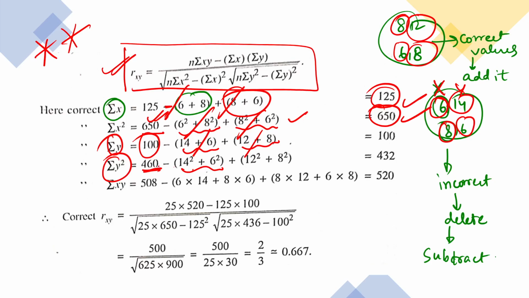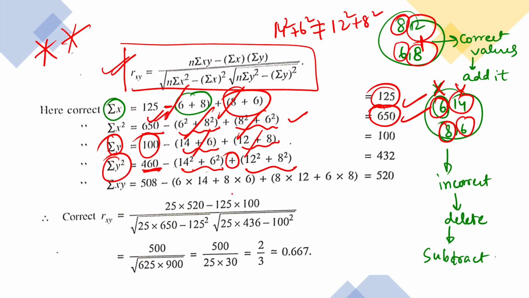So you have to subtract it from 460, and you have to add 12 square plus 8 square, because this is the correct value that you have to add. So 12 square plus 8 square you have to add. So here is plus. But see, 14 square plus 6 square is not equal to 12 square plus 8 square, so here it will not get cancelled.